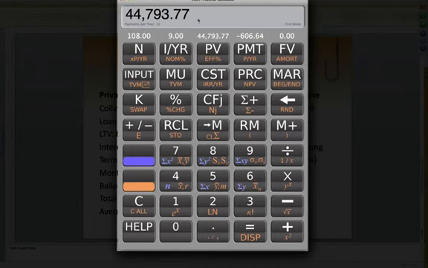$44,793.77. And if you get 108 payments of 606.64, for the next 9 years, you will be getting a 9% return on your money. And of course, each month as you get this 606, you can be accumulating it until you have enough money to invest in the next opportunity. So then you're actually compounding your money, but even if you don't, this is what you're going to make, right?